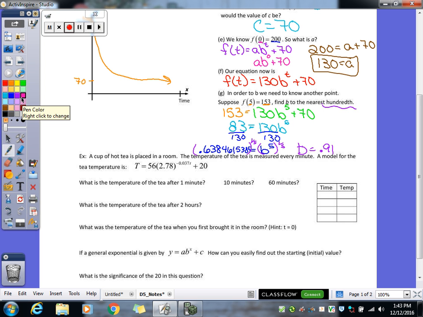So we now have our b value. So our function, if they had asked us to write it, would be 130 times 0.91 to the t plus 70, based on the information that they gave us.